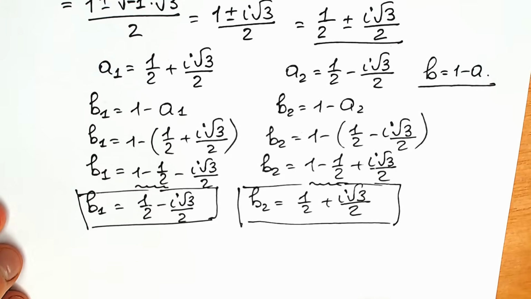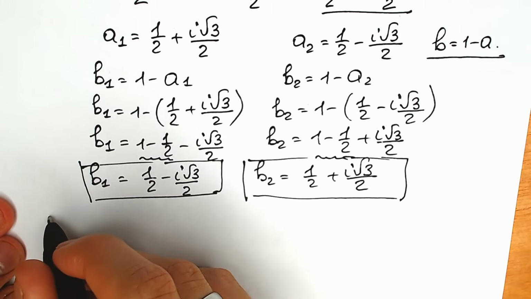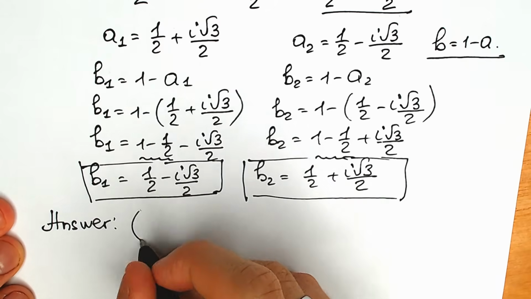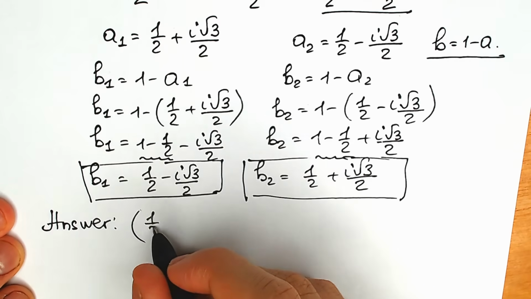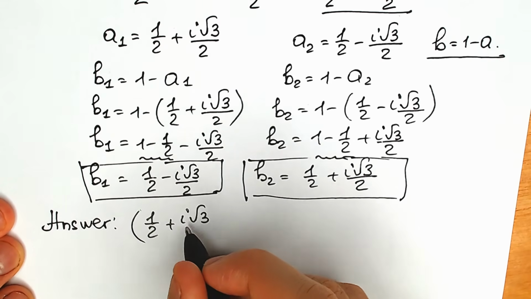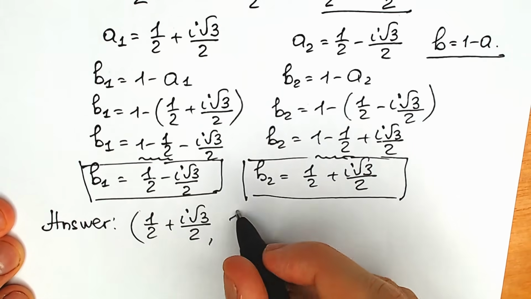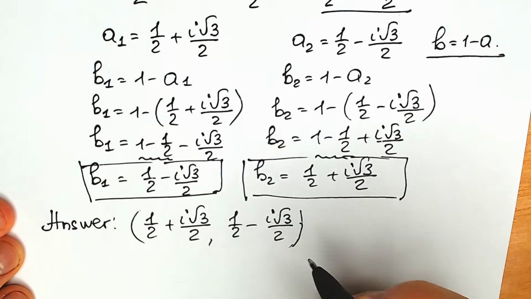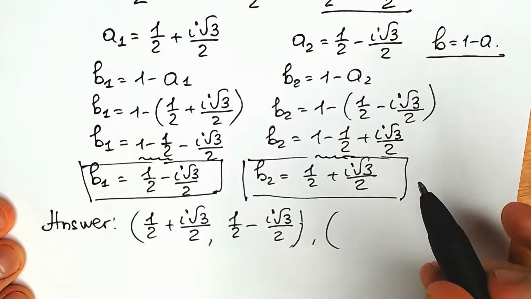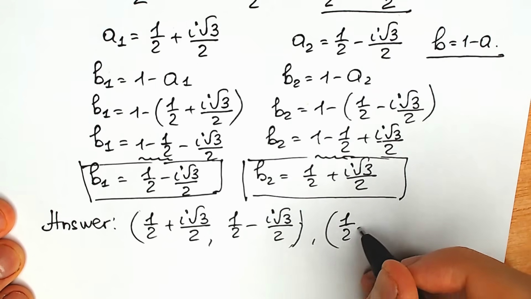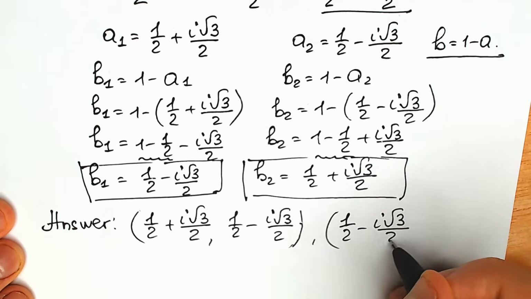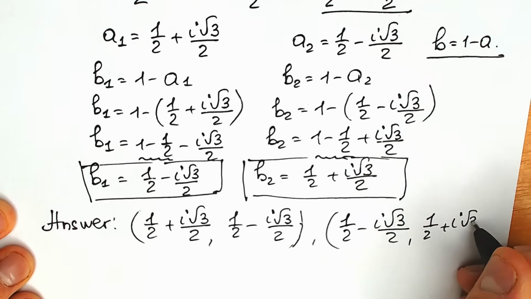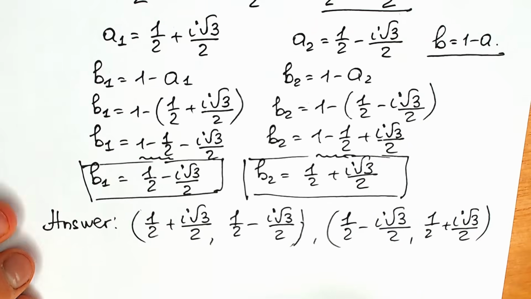Let's write our final answer to this question, and then we will check real quick our roots. Okay, so we have our answer. The first pair, we have a first, so we have 1/2 plus i square root of 3 over 2, and we have the second, 1/2 minus i square root of 3 over 2. These are our first parentheses, and of course we have the second one. We have 1/2 minus i square root of 3 over 2, and the second we have 1/2 with the positive sign, 1/2 plus i square root of 3 over 2. So we have two pairs of roots, and right now let's check it real quick.